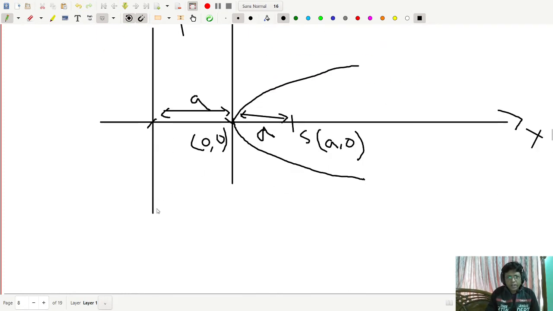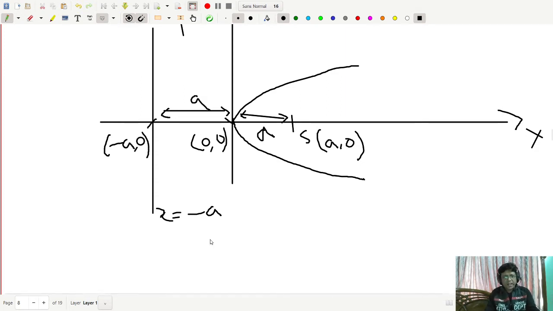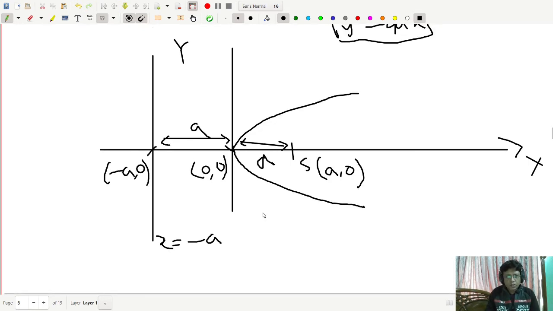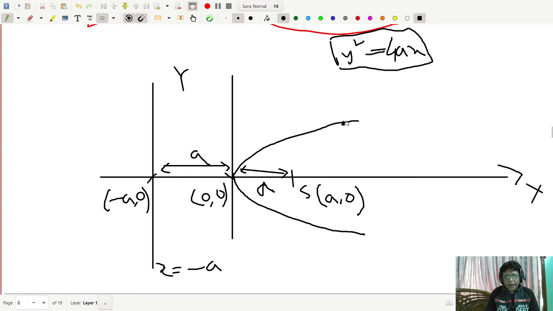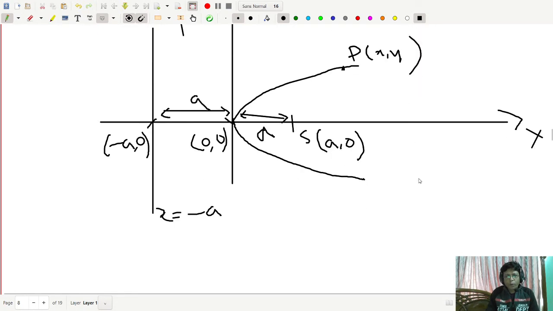What is the equation of the directrix? The equation of the directrix is x equal to minus a, because this coordinate is minus a comma 0, on the negative direction of the x-axis. So x plus a equal to 0 is the equation of the directrix. Look at that, and P is any point on the parabola, x comma y. So what are the properties here?